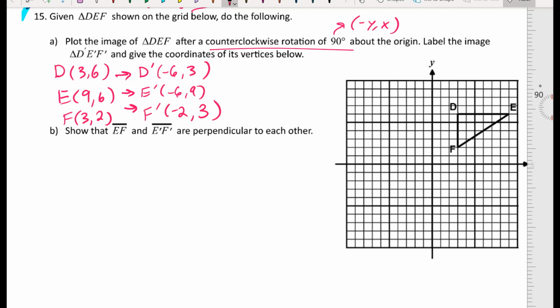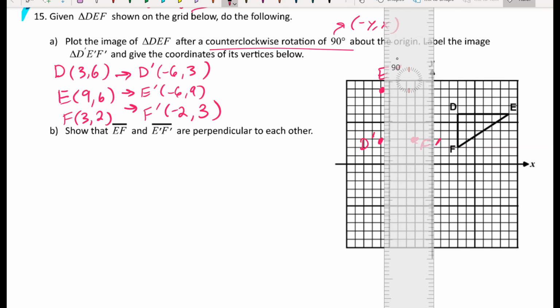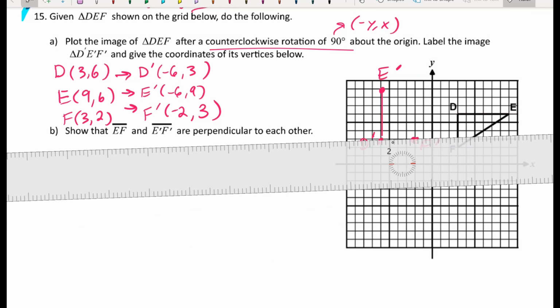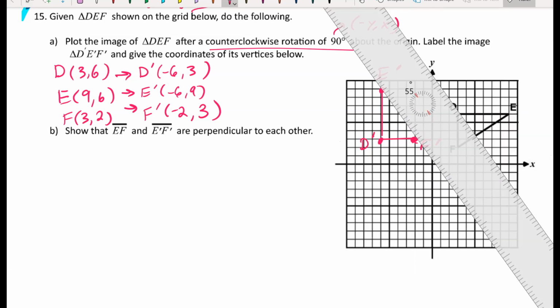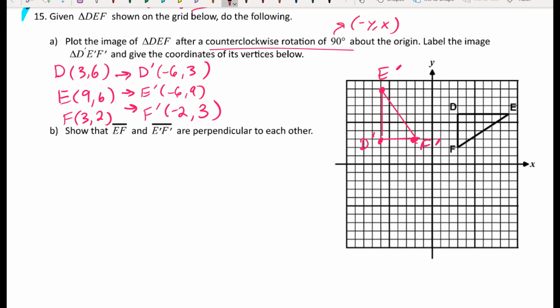So I'm going to take a second just to plot those points the best that I can. So let's see, negative 2, 3. It's going to be F prime. Negative 6, 9. It's going to be E prime. And I got a good old D prime right there. Again, you should ask yourself, does it look like this is a 90-degree rotation? Does it look like my original sides are perpendicular to my new sides? And if you're not sure, you could always confirm that.